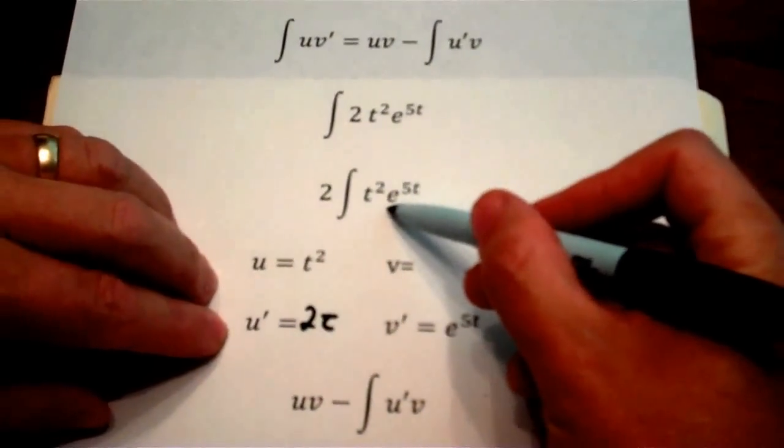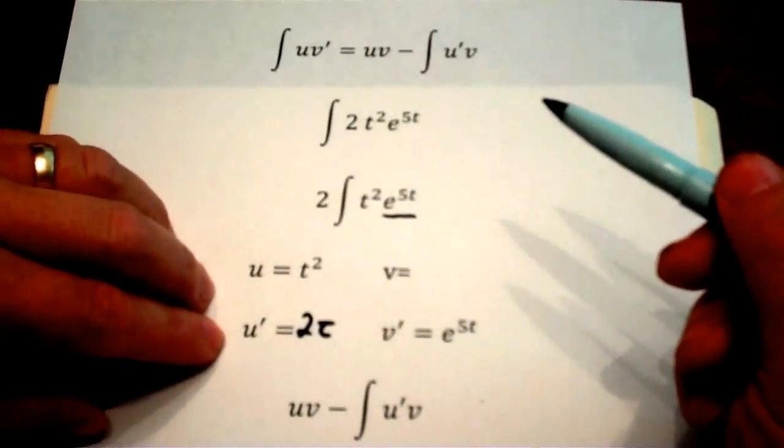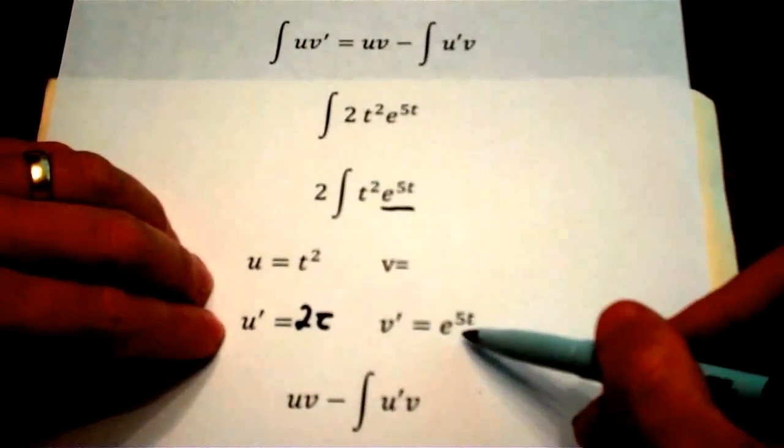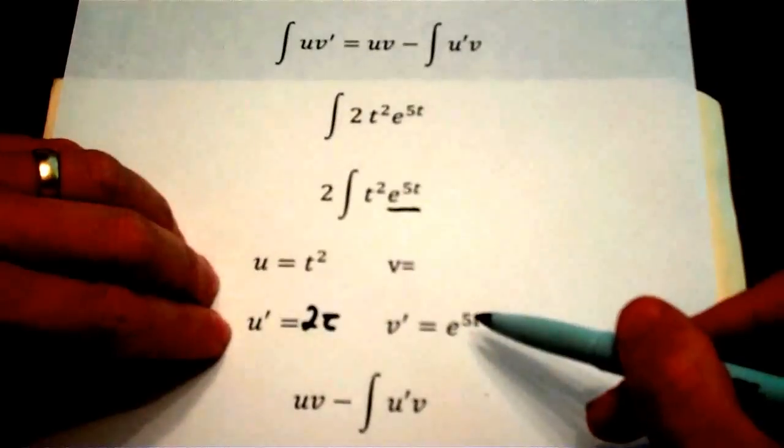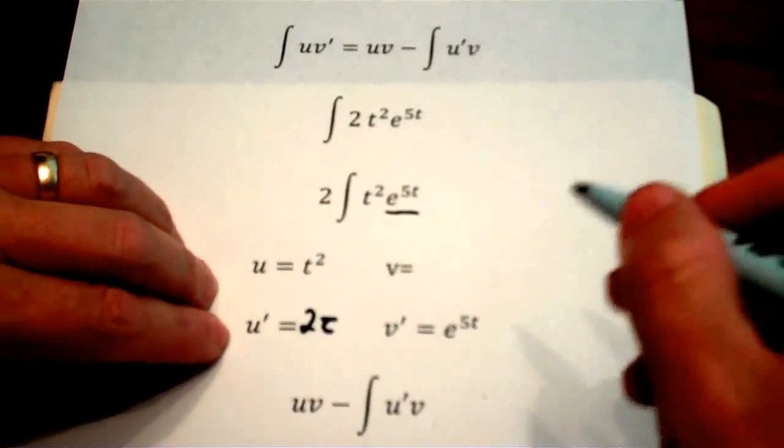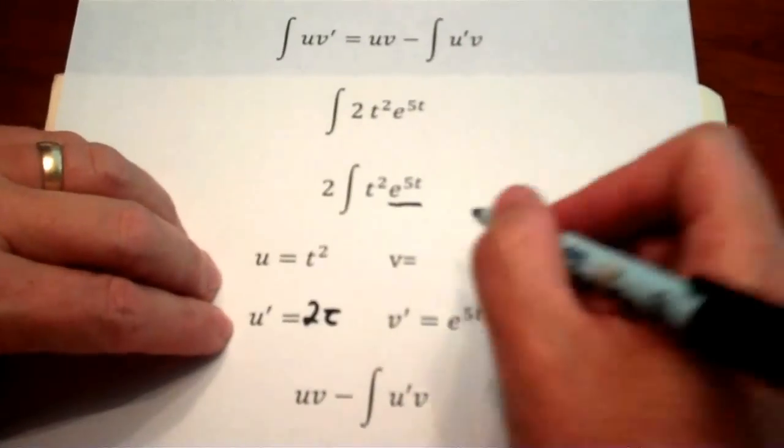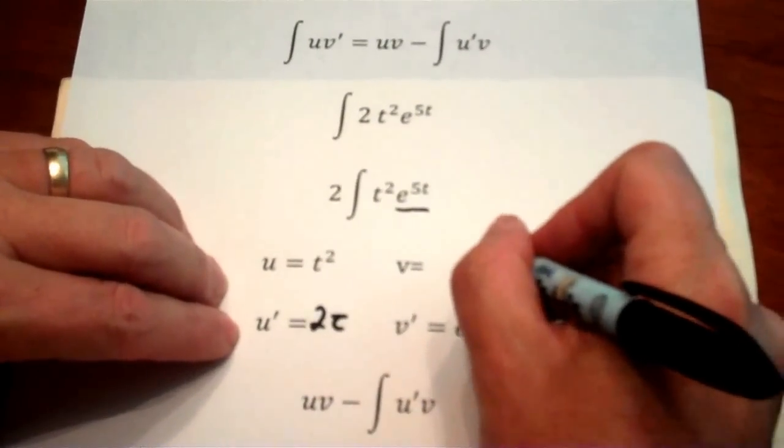The other part I will designate as my v prime. So v prime equals e to the 5t. Now let's integrate it. Remember, of course, that the integral of e to the 5t is again e to the 5t.